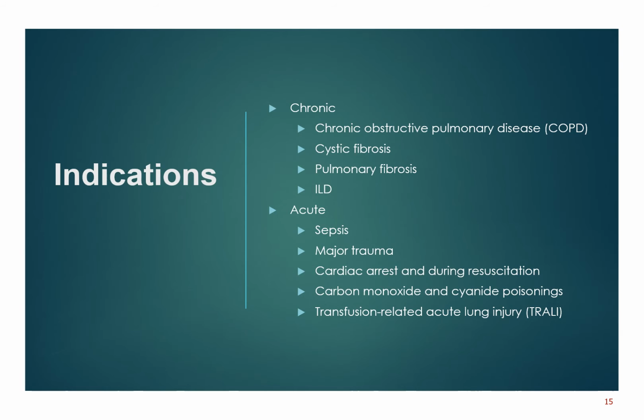And then there is what is known as transfusion-related acute lung injury. It occurs when a patient gets a transfusion and then develops almost ARDS-like symptoms, and as a result, they can benefit from oxygen therapy. So when you think about oxygen therapy, you have your chronic disorders and you have your acute disorders.